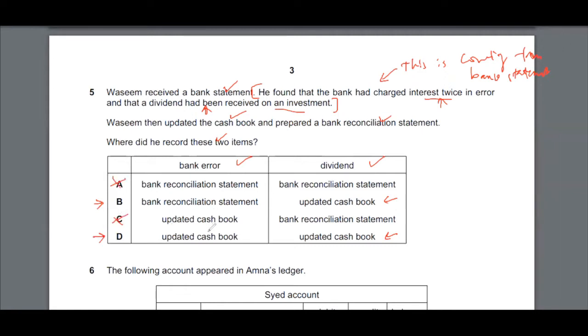Right. So now, would he update the cash book for bank error? No, because that has already been done. Interest has already been taken care of in the cash book. So you would update the bank reconciliation statement for the bank error. All right. So the answer to multiple choice 5 is going to be option B.